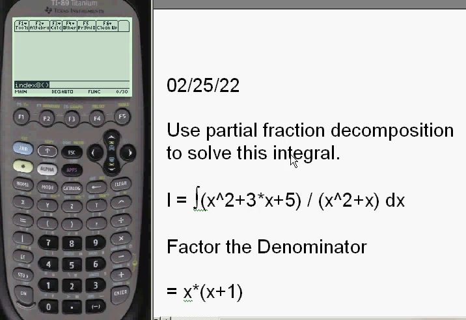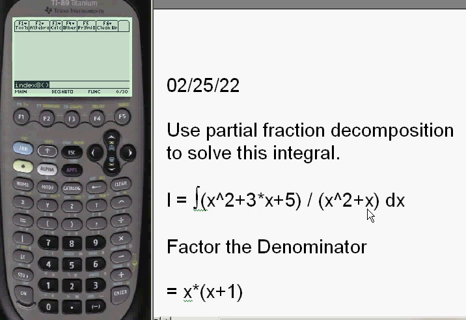This is a partial fraction problem, and I wanted to do this problem here because when the power in the numerator and the power in the denominator are equal, you have to use short division to do the problem.